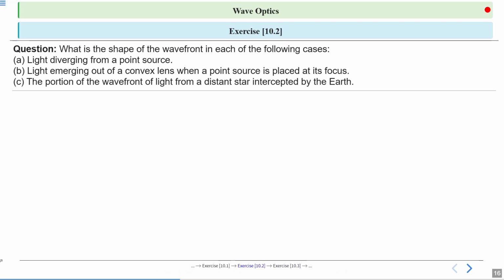So next question, exercise 10.2. The question is asking about the shape of the wavefront in the cases given below. The first case is light diverging from a point source. The second case is light emerging out of a convex lens when a point source is placed at its focus. And the third, part C, is the portion of the wavefront of light from a distant star intercepted by the Earth. So let's see.